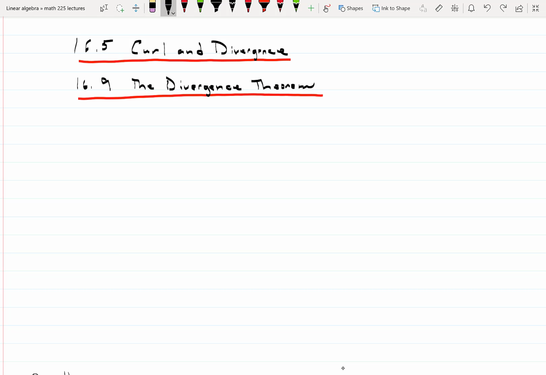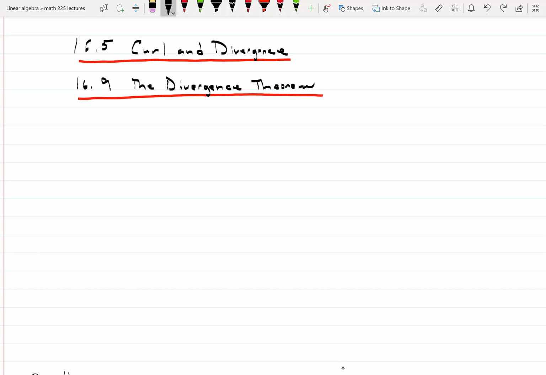The Divergence Theorem is a theorem that holds a tremendous amount of physics together. In electromagnetism, it's often referred to as Gauss's theorem. Okay, so let's get started.